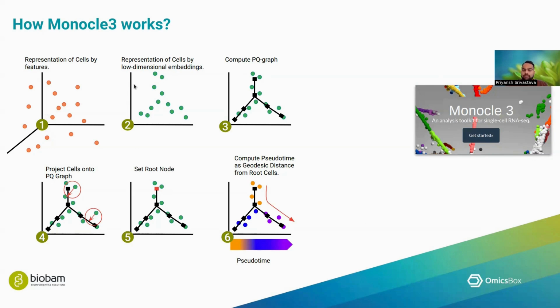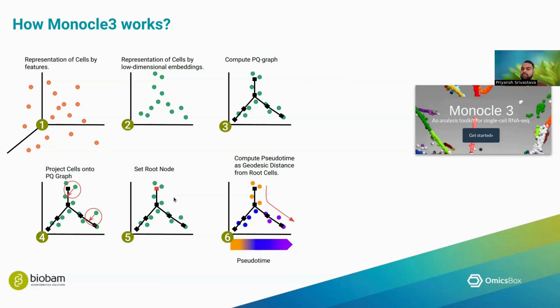So Monocle3, just like any other single cell data analysis toolkit, typically starts by representing the cells in a latent space. These first two steps, you have already seen with Martha, so we will start from this point. Once you have all the cells in a latent space, you learn a PQ graph, which is a specific implementation of a minimum spanning tree. Once you have this graph learned over the cells, it's like putting a string through all the cells. You project each of the cells onto this graph. Once that is done, you have to define where your root cells are, because that is the point from where the pseudotime is calculated.